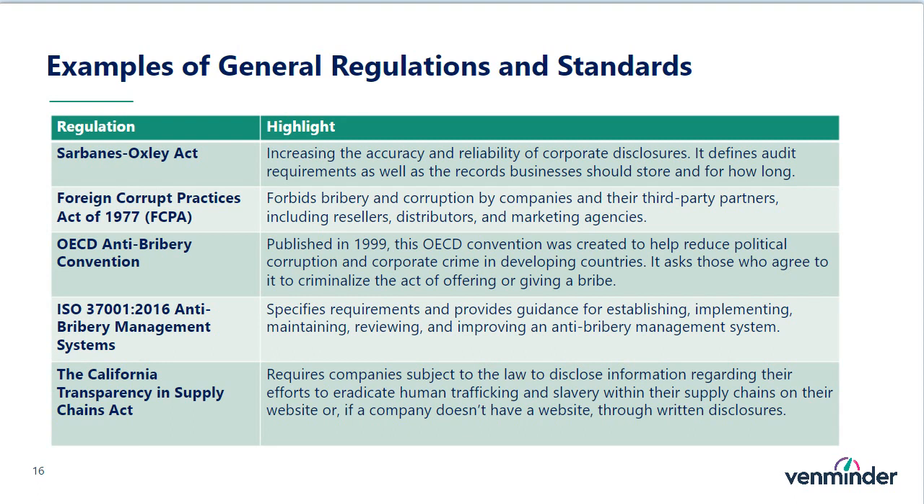So let's start with Sarbanes-Oxley, which really serves to improve the accuracy and reliability of corporate disclosures, including audit requirements and how records should be kept and stored. We also have the FCPA, which forbids bribery and corruption. And to that, add that we have the OECD, which was implemented in 1999 to reduce political corruption in developing countries.